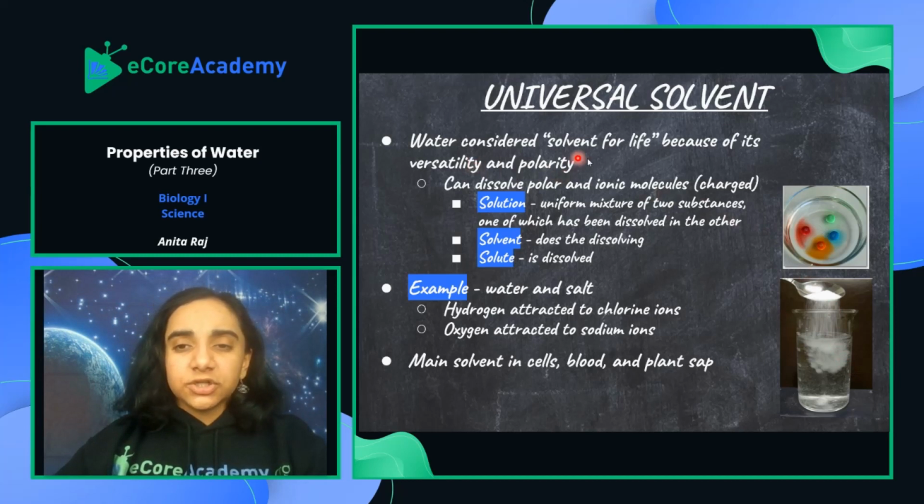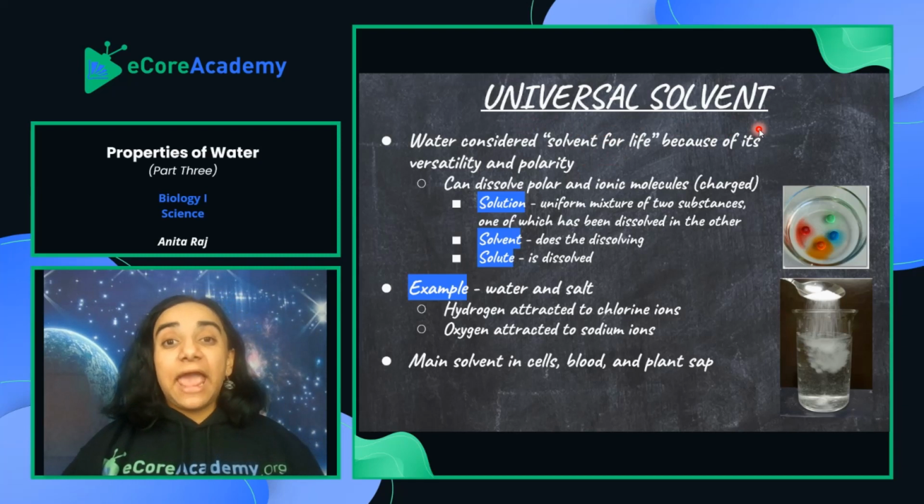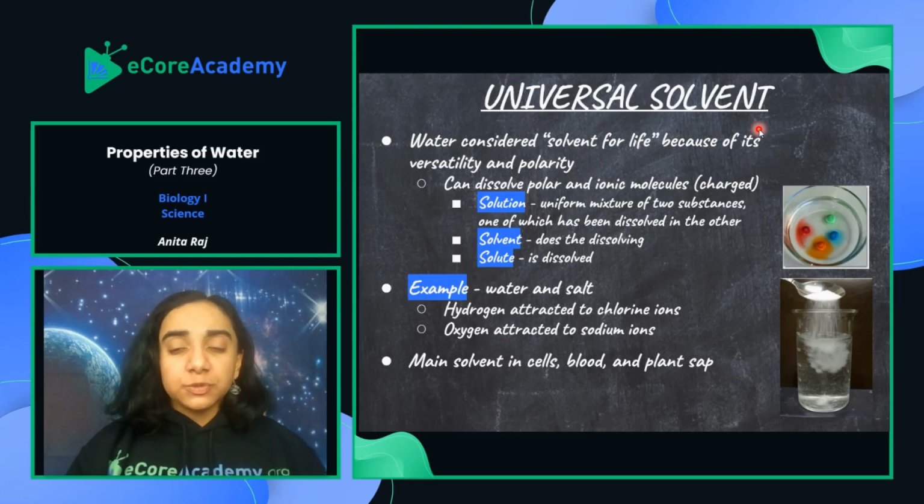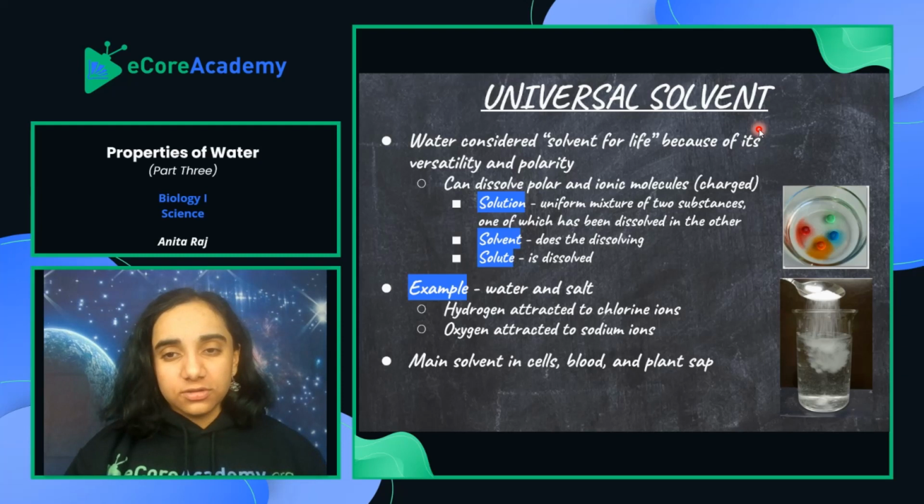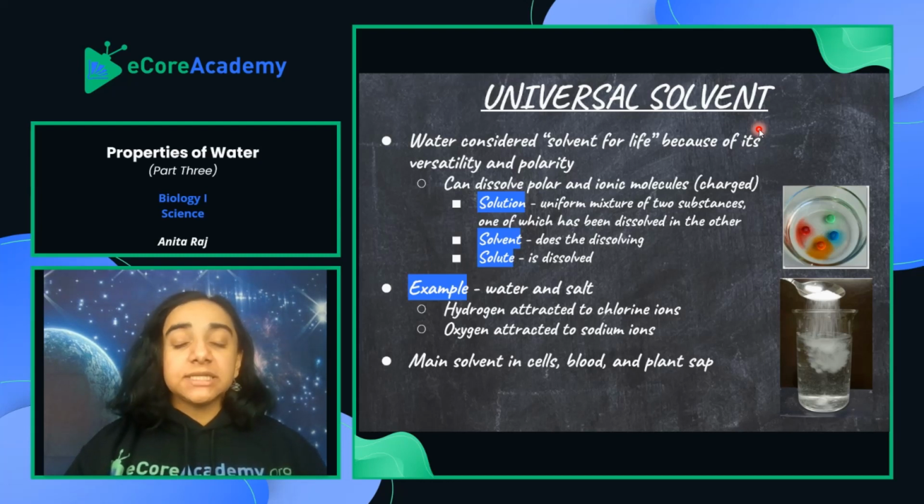So water is considered the solvent for life. It's called a universal solvent. When we think universal, we think like everything. So water is super versatile because it is known for being able to dissolve almost all substances. Not all, but almost all substances. And it's essential for life because of this. I'll talk exactly about why it's essential for life. So common names are universal solvent because it can dissolve almost anything, and solvent for life because its properties as a solvent actually work in our biological systems.